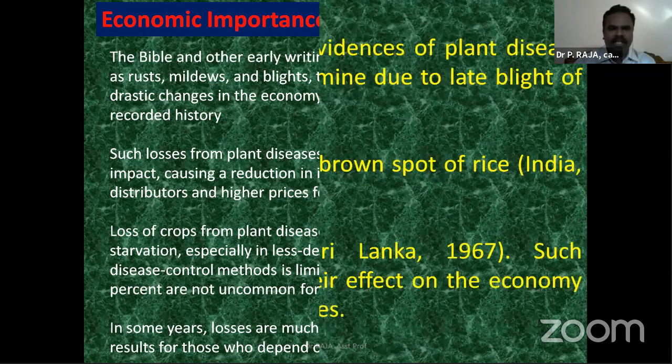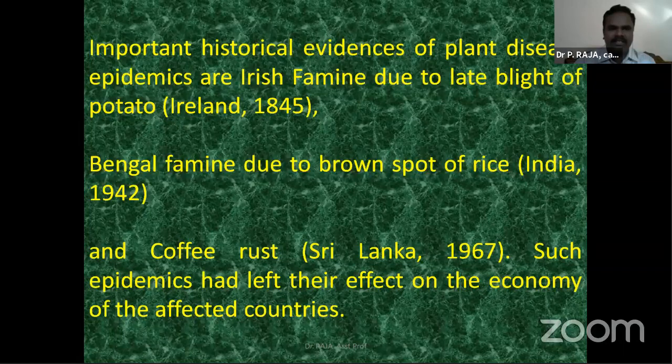And if you see the important historical evidences of plant disease epidemics, historically, when pathogens attacked the crop to a great extent, there was an outbreak of famine. The first was the Irish famine due to the late blight of potato in Ireland, 1845. And in India, the Bengal famine due to brown spot of rice, recorded in 1942. And the coffee rust in Sri Lanka, 1867. Such epidemics left their effect on the economy of the affected countries.